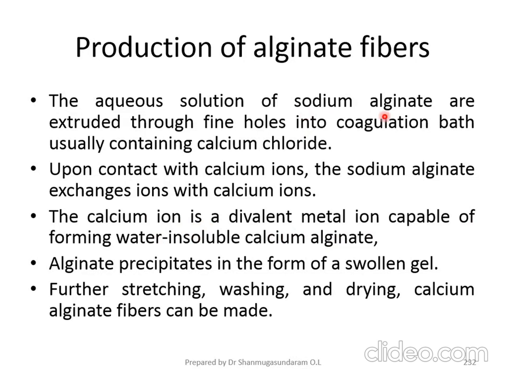But if you take sodium alginate, it is readily soluble in water. But your calcium alginate polymer is not readily soluble in water. It is insoluble in water. So please make a note of this difference. What is the difference between a sodium alginate polymer and a calcium alginate polymer? Sodium alginate polymer is readily soluble in water, whereas calcium alginate is insoluble in water. The reason is calcium ion is a divalent metal ion, which is capable of forming water insoluble substance.